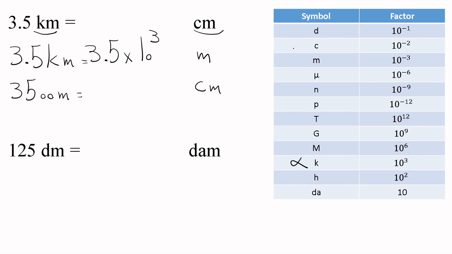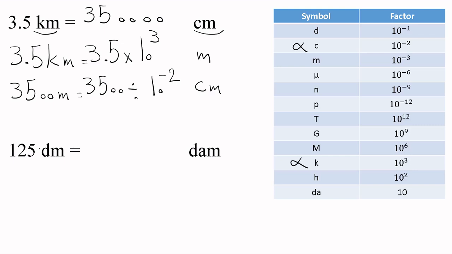Now I want to convert it to centimeter. What should I do? I must divide. So 3,500 divided by 10 to the power of negative 2. I told you how to calculate that, and the final answer, I'm going to write it here, will be 350,000. This is the final answer.